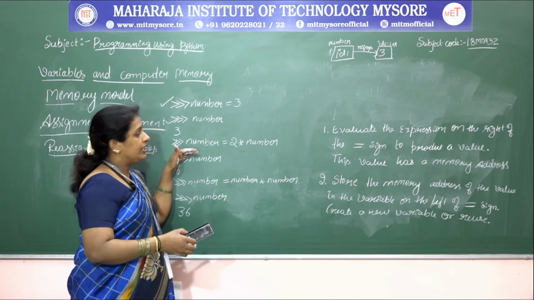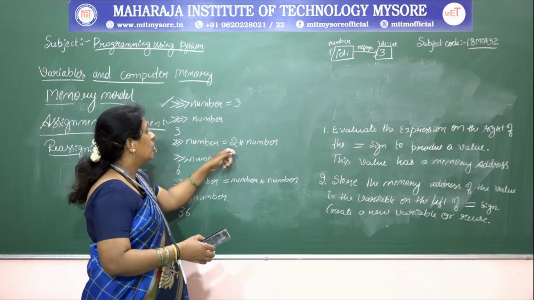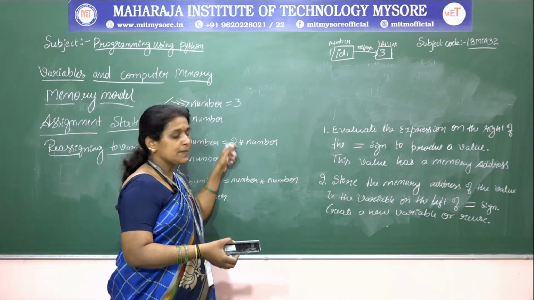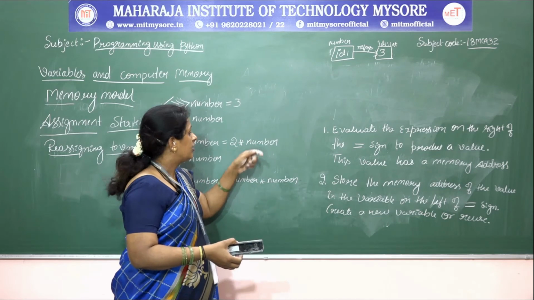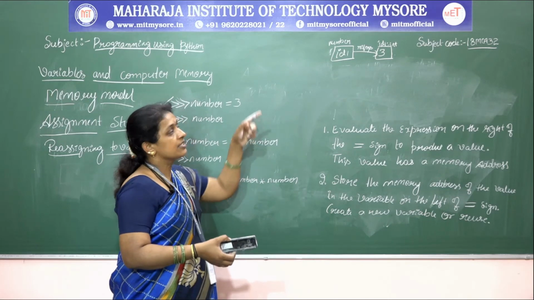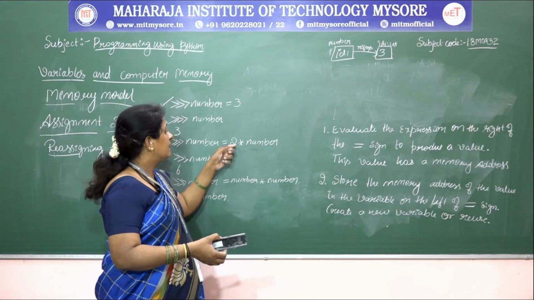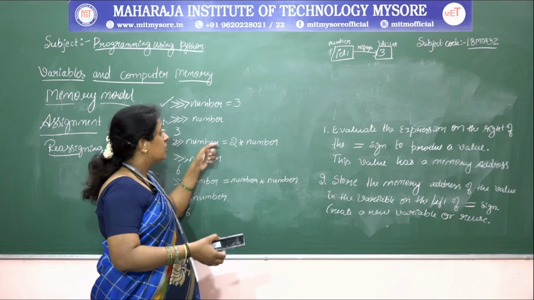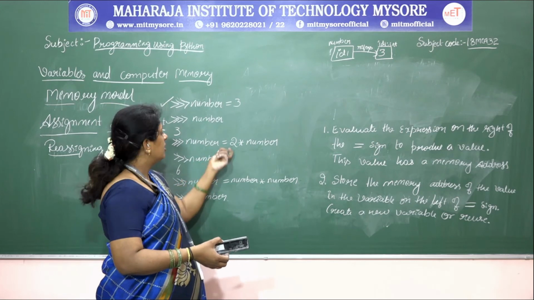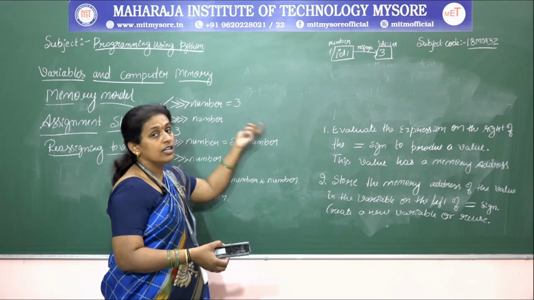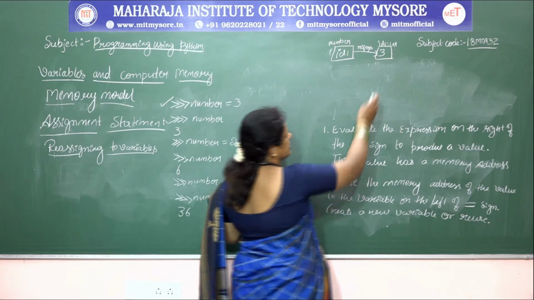So I am next evaluating this expression, that is, the value 2 is multiplied with number. The variable number contains the value 3. So 3 multiplied with value 2, 3 2s are 6. So that will be evaluated with respect to the equal sign, right hand side, that is 6.